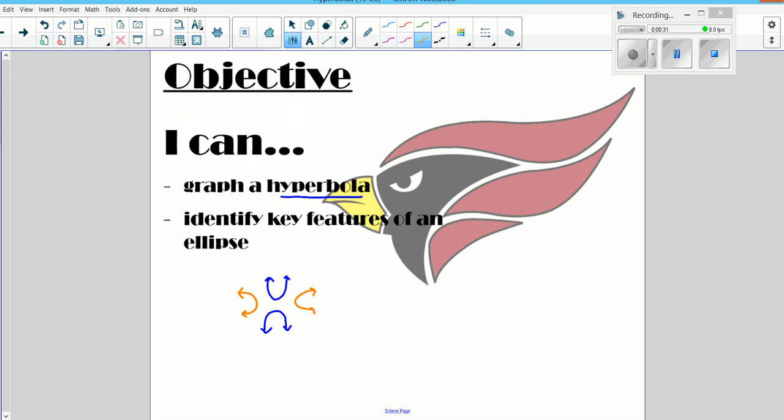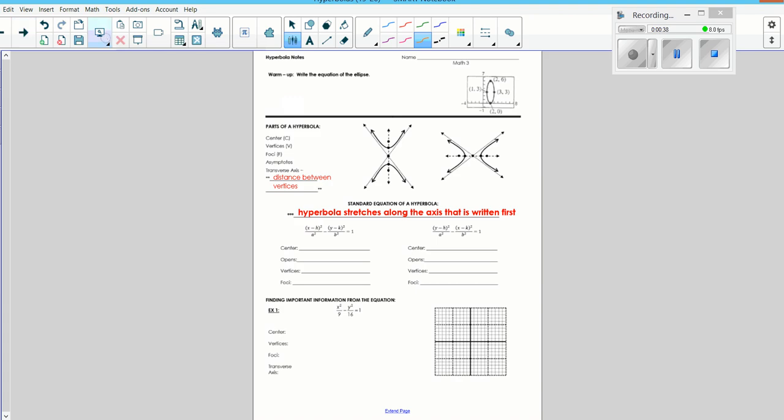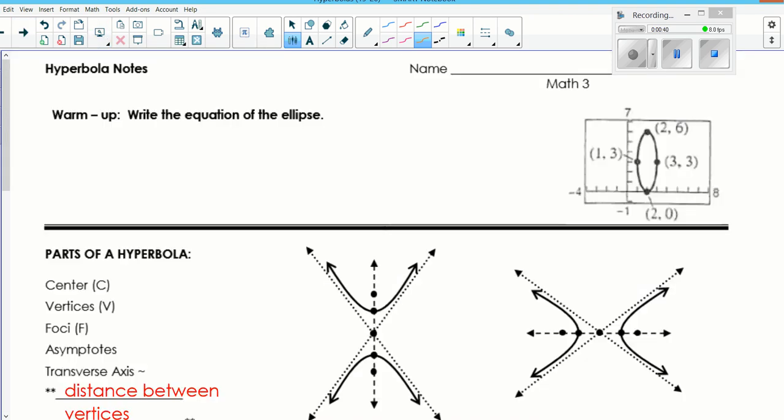So it'll end up looking kind of like that. One or the other. Okay? So let's go into our notes. Alright, so the warm-up says to write the equation of the ellipse, so this would be a good point for you to kind of try to do this on your own since we just talked about it yesterday.